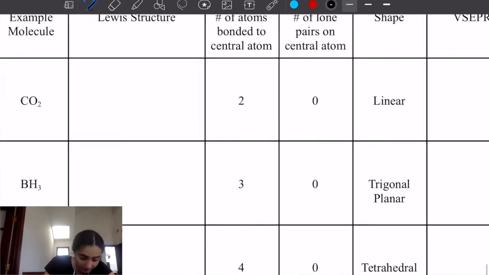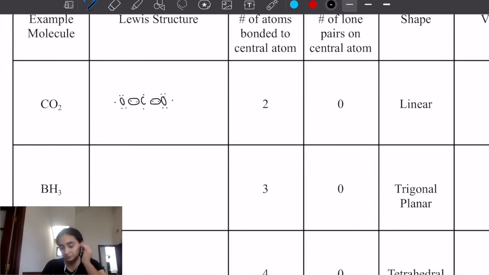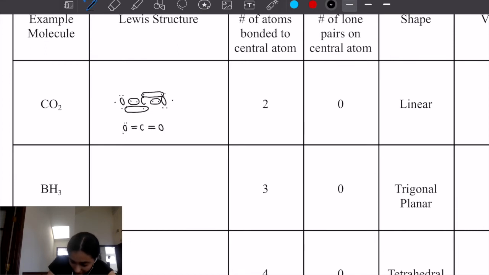So I'm going to draw the Lewis structure for carbon dioxide. So we have carbon and 2 oxygens. Oxygen has 6 valence electrons. Carbon has 4, and I'm going to single bond each oxygen to a carbon, and then I need to double bond each oxygen to the carbon in order to have 8 electrons for all 3 atoms. So now my Lewis structure looks like this, with 2 lone pairs on each oxygen.